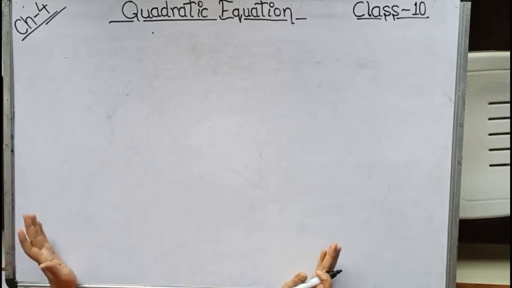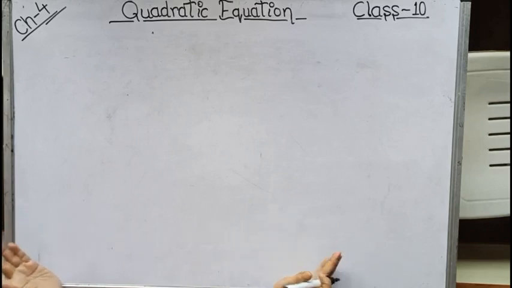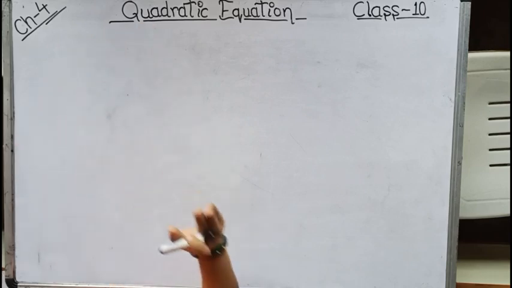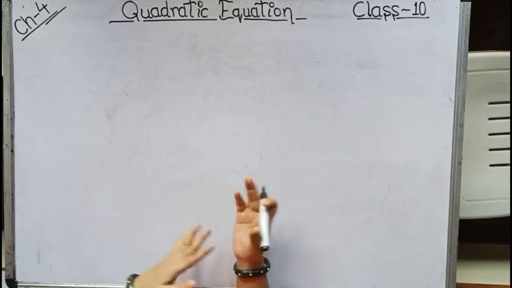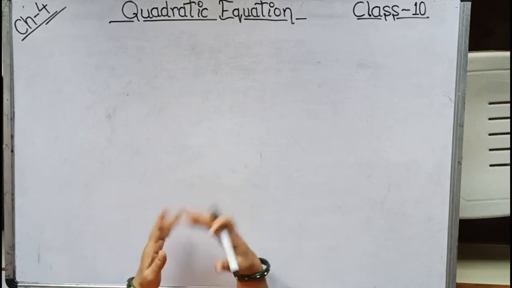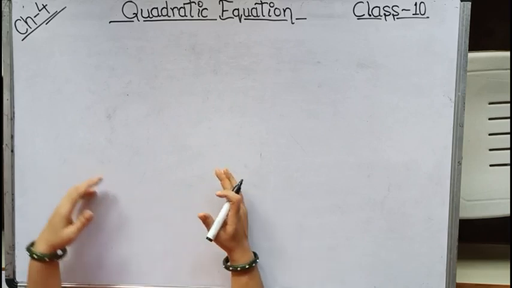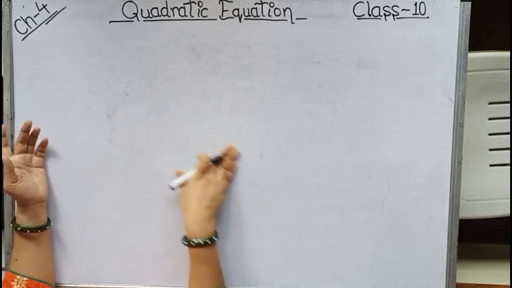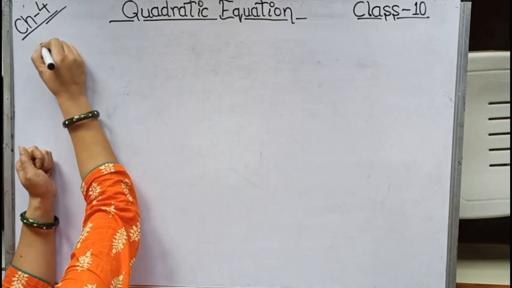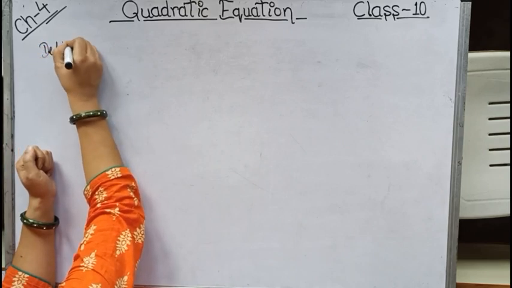So children, let us start the definition of the quadratic equation. You children understand the concept, why it is said, how it is said, why it is so, that all questions should come in your mind. And if the question is not answered in my video, please do ask me. So let us start the definition of quadratic equation.